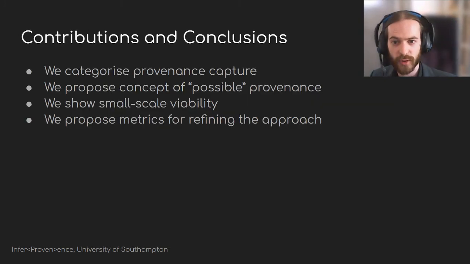So, in conclusion, we've categorized a number of means of provenance capture. We proposed the concept of possible provenance as a whole and talked about how it can relate to and possibly even augment observed provenance capture. And we show the viability of it with a small-scale example, but display our future work plans for going on to enhance this further. And we've proposed a number of metrics for refining and describing possible provenance at large.